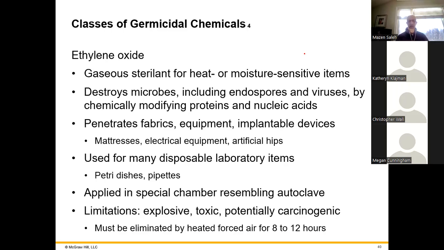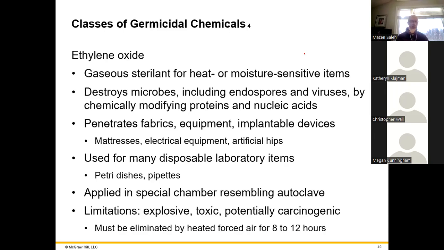Mattresses, electrical equipment, artificial hips, and other implantable devices. It's also used for many disposable lab items, such as petri dishes and pipettes. That's how they're sterilized before they're shipped for use. It's applied in a special chamber, a lot like the autoclave, okay, where you will have temperature and steam, and you'll have the ethylene oxide gas as well.